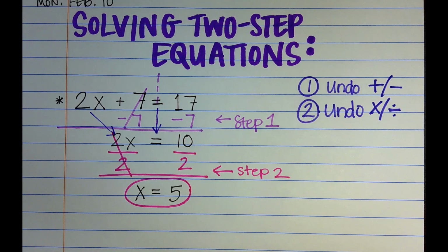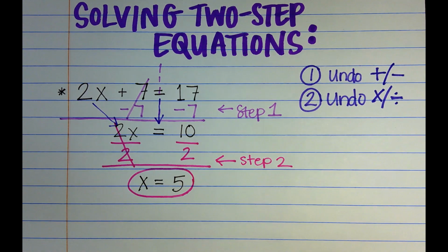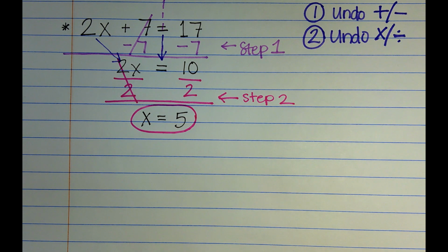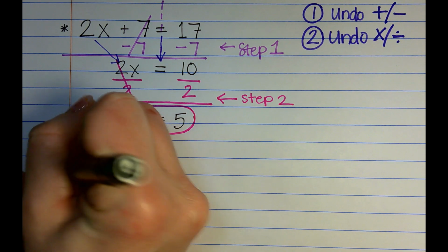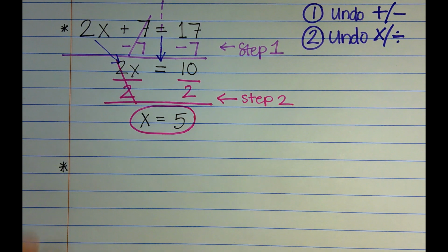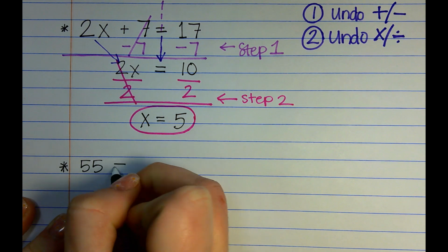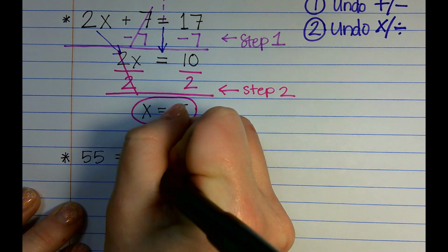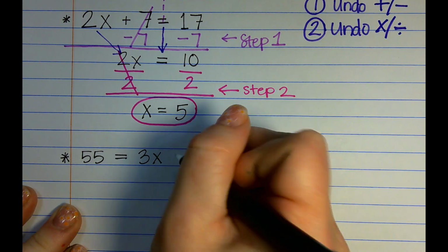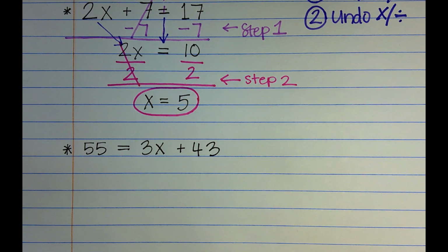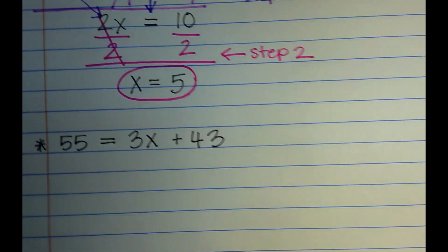Okay, let's do another example together, and then I'm going to have you try some on your own. I'm going to scooch this up a little, and this time let's try 55 equals 3x plus 43. So we have two different things going on here.